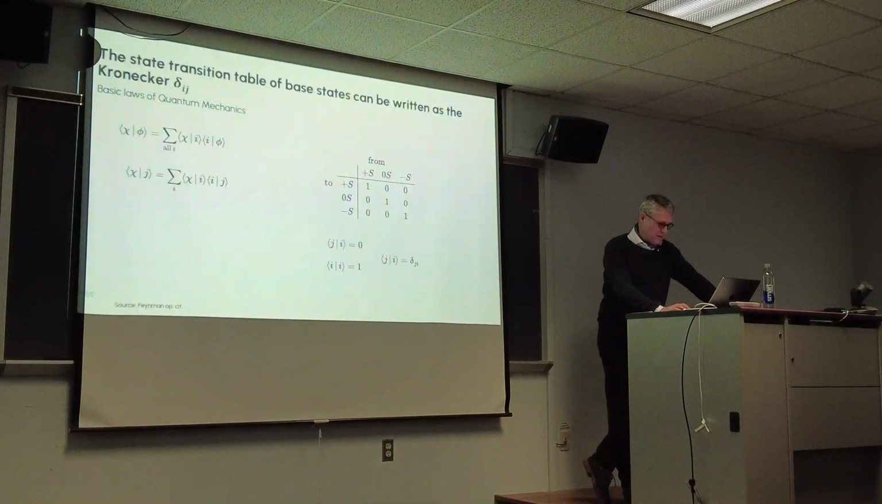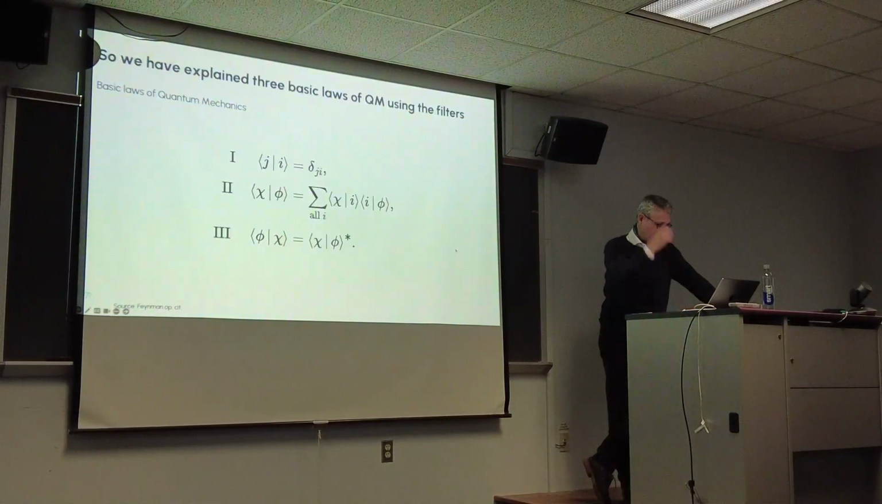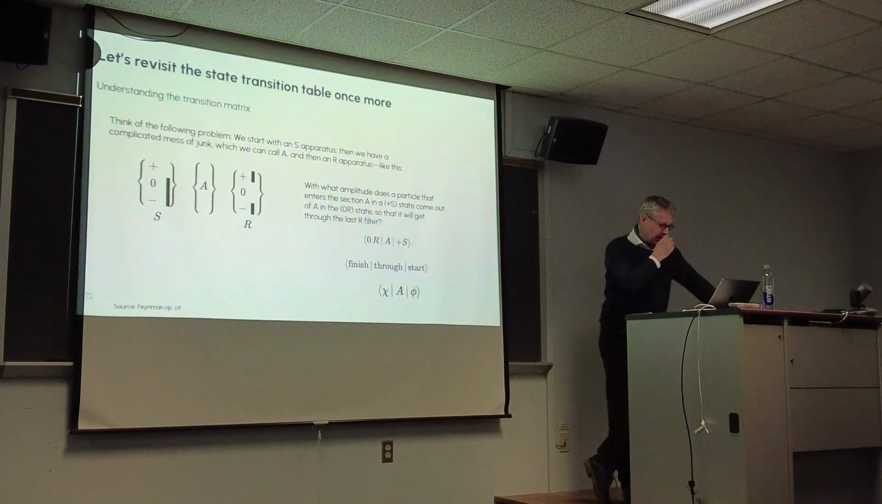So this table that you see here is basically the state transition table. What is the amplitude to go from one state to the other state? And we see here, as I said many times now, that it's only one if I go from the same state to the same state. Now we can review once more this transition table.